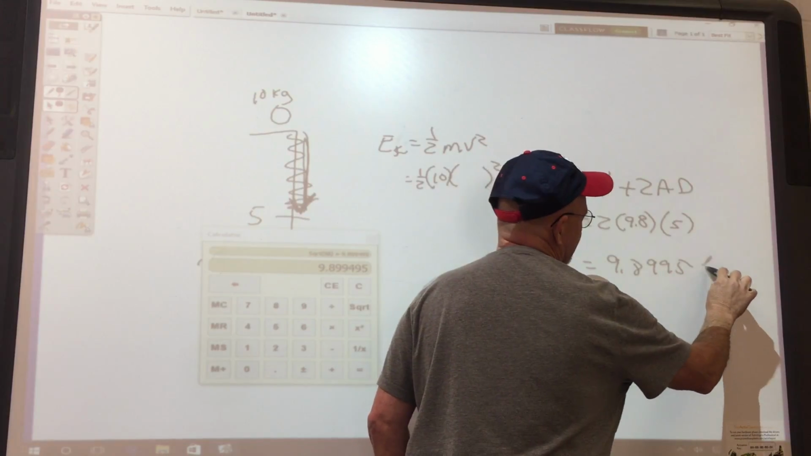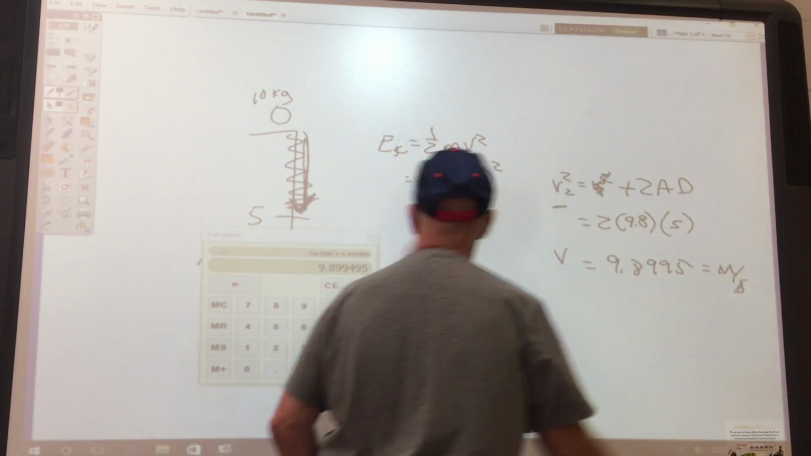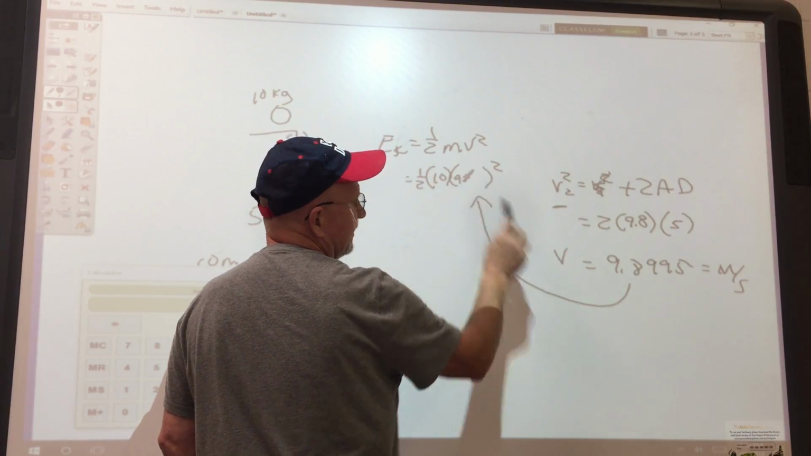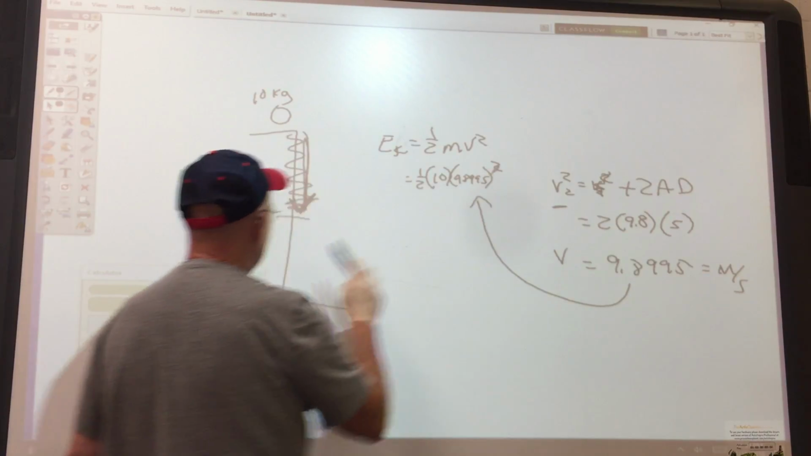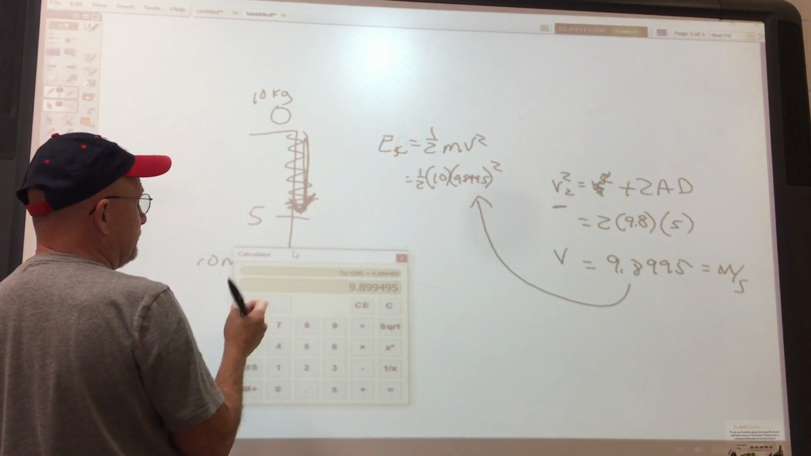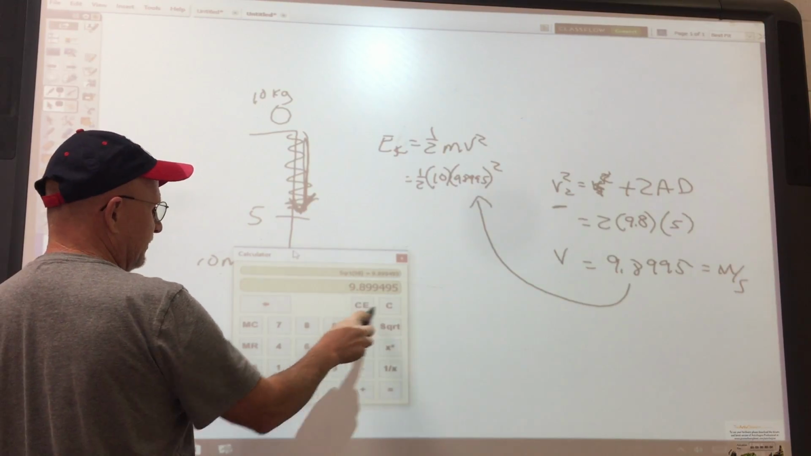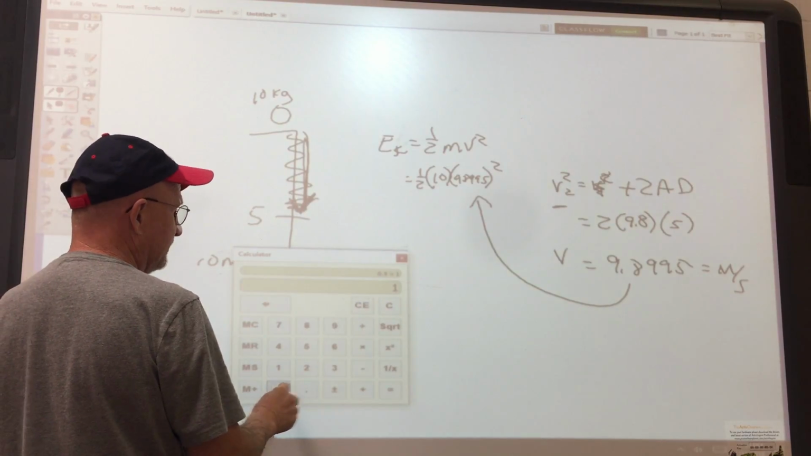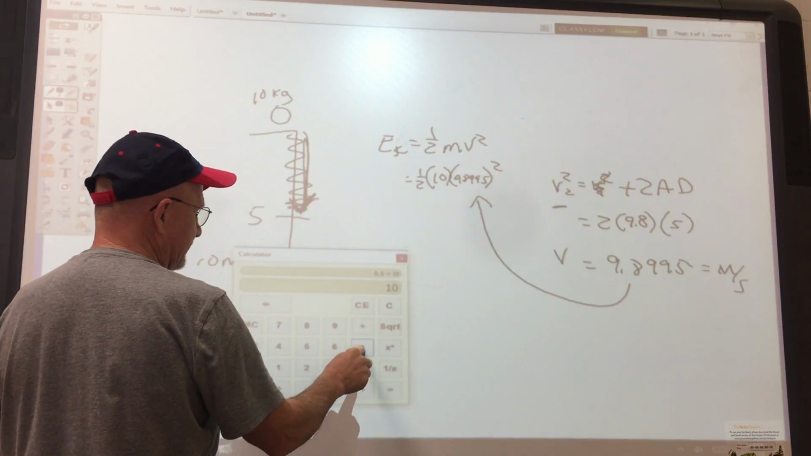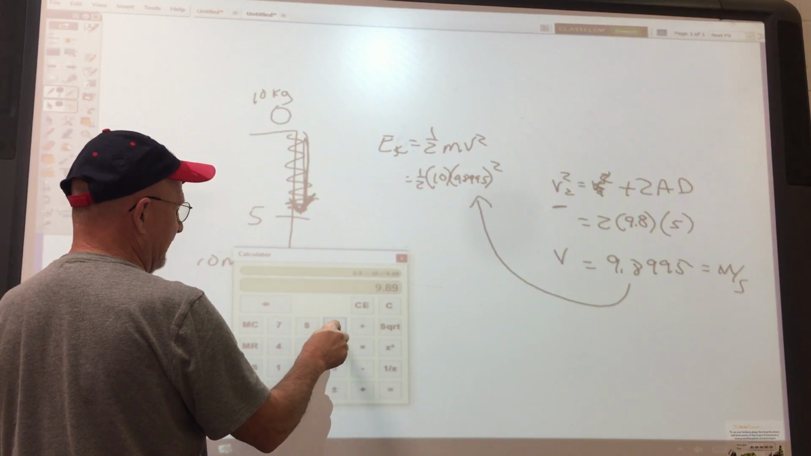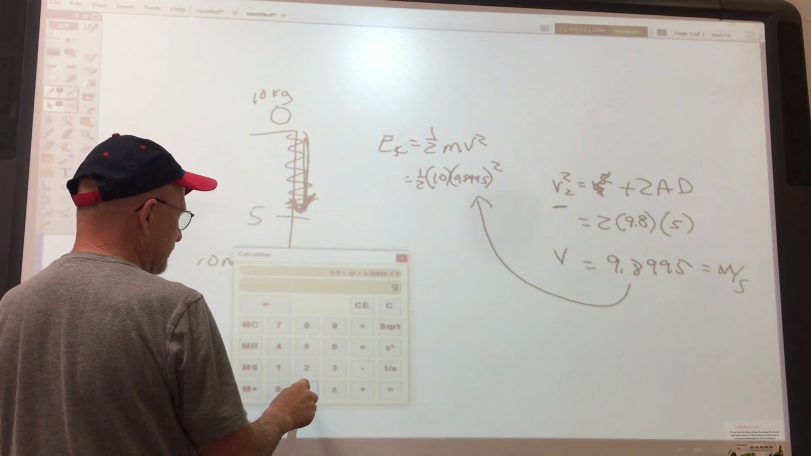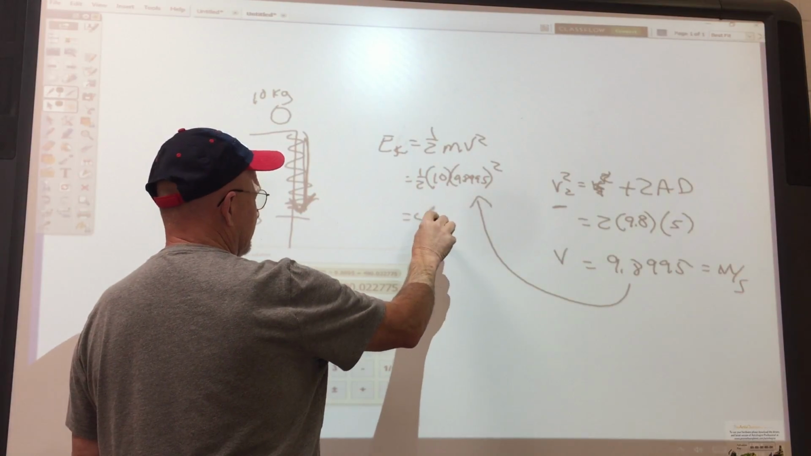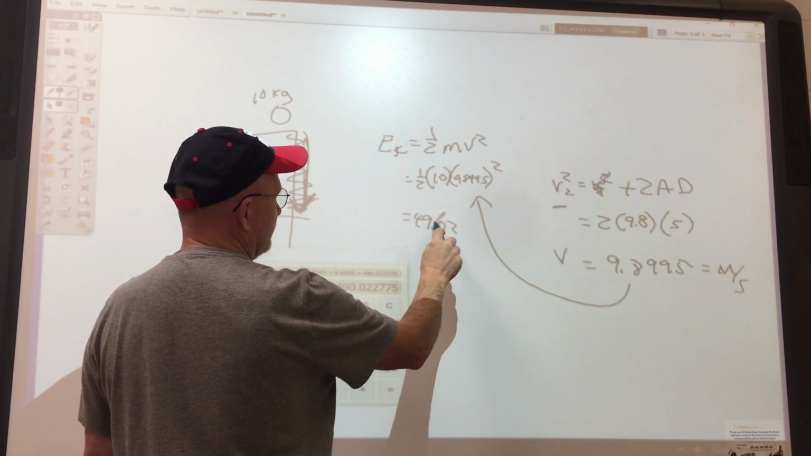And remember, velocity is in meters per second. Then I'm going to take that velocity and plug it in right here, 9.8995, and just solve it to find my EK. It should be 490, if I'm not mistaken. So let's put this in: 1/2, which is 0.5, times 10, times 9.8995 squared, equals 490.02, whatever. Oops, excuse me, that should be 0.0.